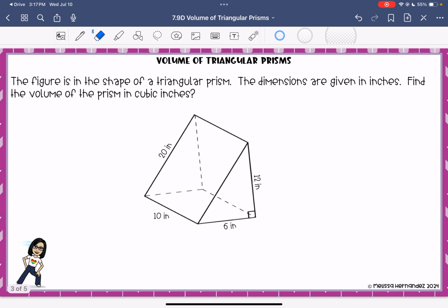In our first example, it says the figure is in the shape of a triangular prism. The dimensions are given in inches. Find the volume of the prism in cubic inches. So the first thing I like my students to do is shade the bases. Prisms are named by the shape of their bases, and they're parallel and congruent.